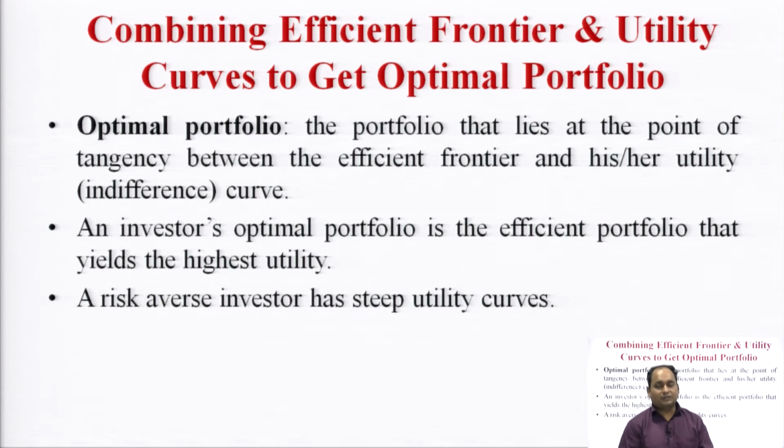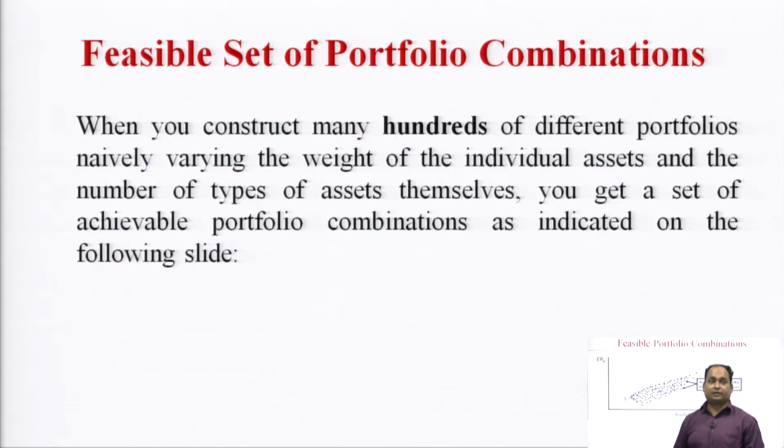As most investors are risk averse, they always want to reduce the risk at a given level of return, hence they always prefer a steep utility curve. Second, an investor's optimal portfolio is the efficient portfolio that yields the highest utility. The investor always prefers that efficient portfolio which gives the highest utility, and the highest utility is where the indifference curve is highest, from C1 to C3. Let us have another look.